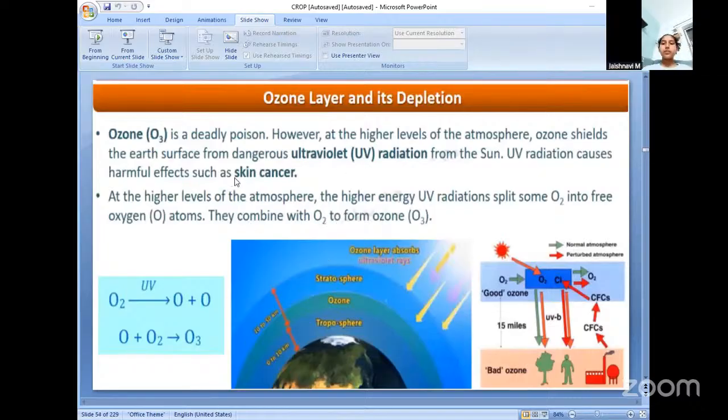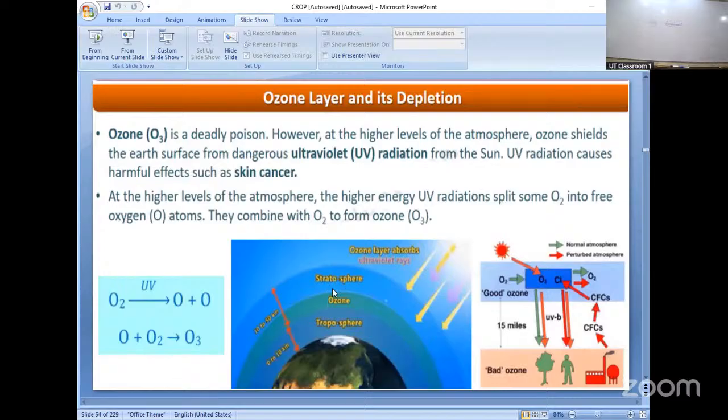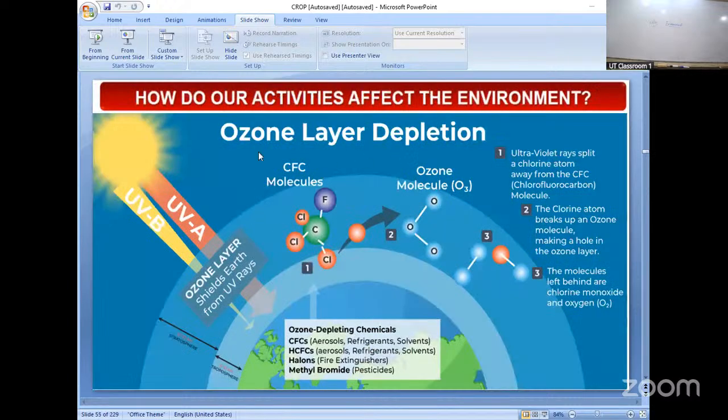See here, this is the layer of stratosphere, ozone, and this is the troposphere. This is the ozone layer, and the ultraviolet rays are being absorbed by the ozone layer. So there is ozone layer depletion. As you know, the ozone layer shields the Earth from UV rays, because they may cause various harmful diseases for living organisms.